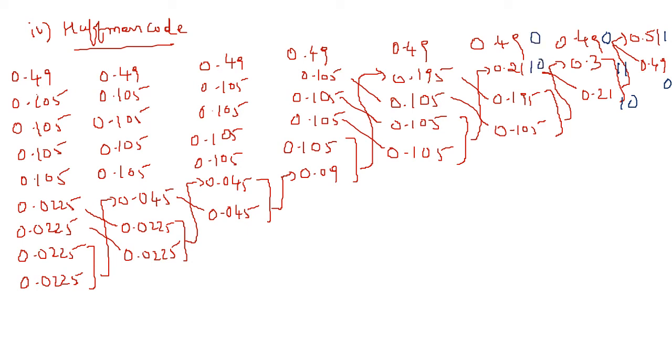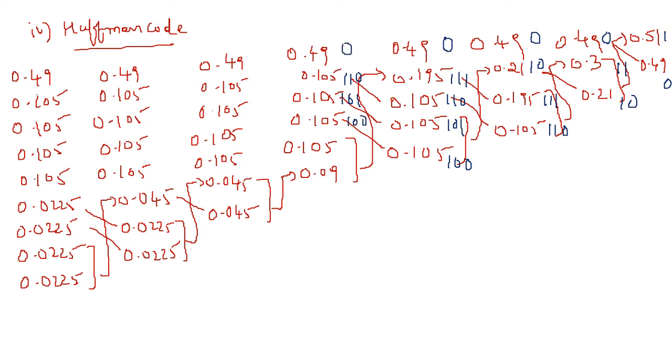So 11 has to be split, so it is 111, 110. Next, this 111 will shift back as it is. Then you have 110. This 0 is as it is. 10 has to be split now. So 101 and 100. So this is 110. This is 101. This is 100. 0 is as it is.